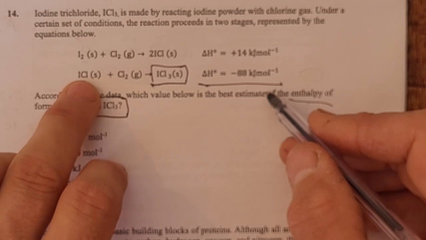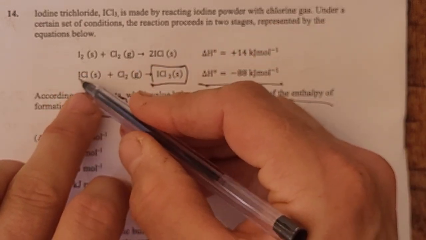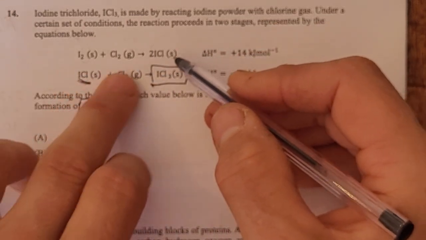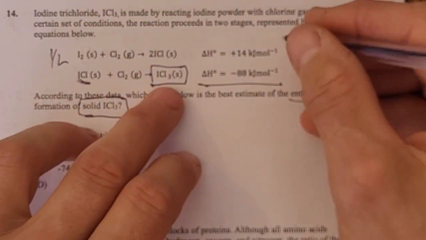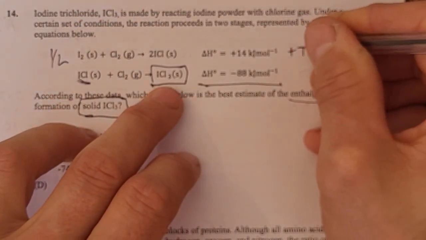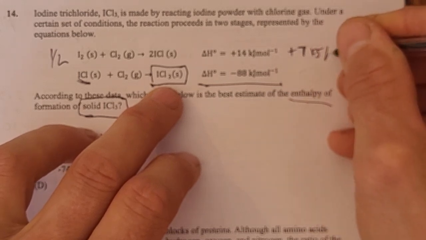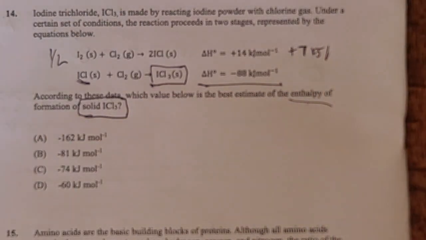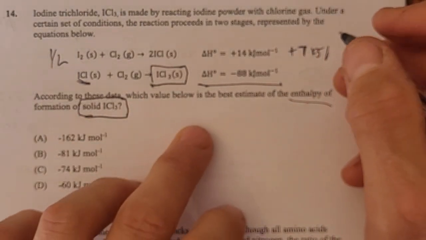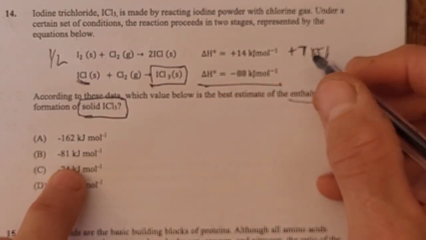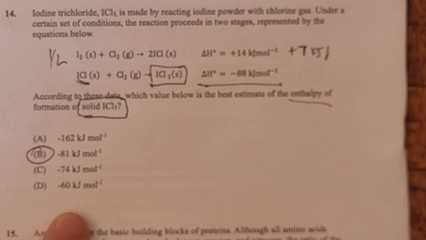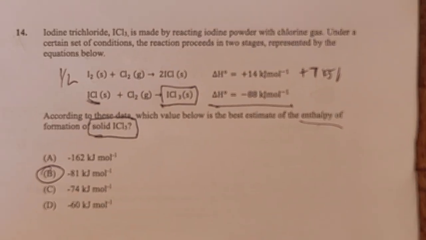But overall, now we only need one of these, which means we need half as much here, and we can half that whole equation, make it +7. Pardon me. So -88 + 7 is B, -81.